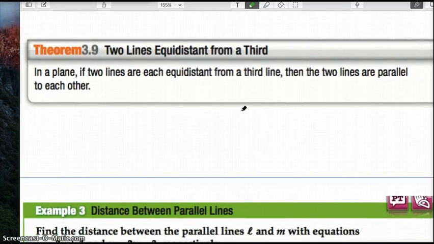Let's look at Theorem 3.9. Two lines are equidistant from a third. So if in a plane you've got two lines that are equidistant from a third line, then those two lines are parallel to one another. It almost sounds like, we have this line here, and I say the distance from this line to this line and this line is the same, kind of like my house and the Goodwill, and these guys are consistent. Then what we know is that these two lines are parallel.